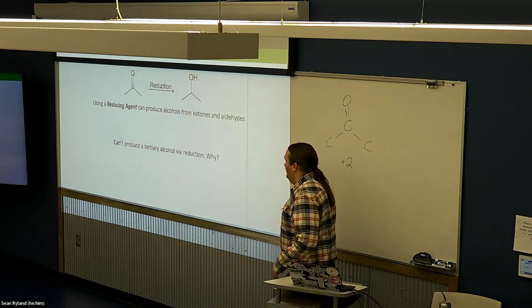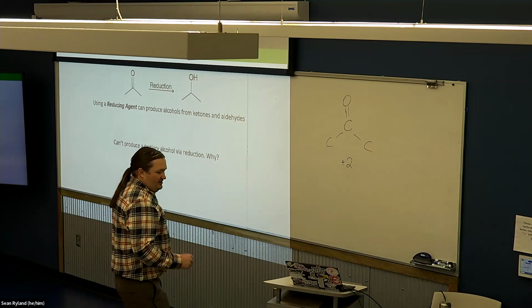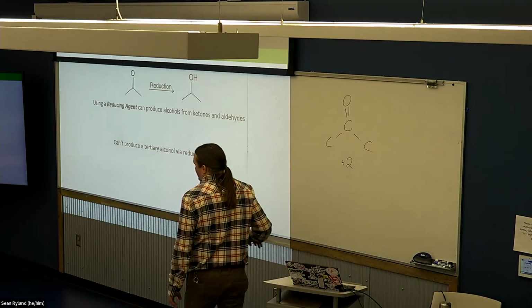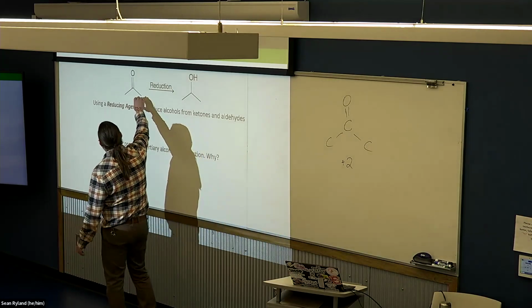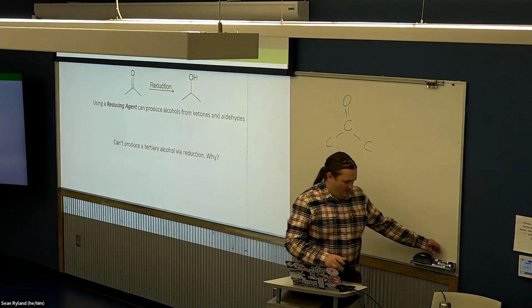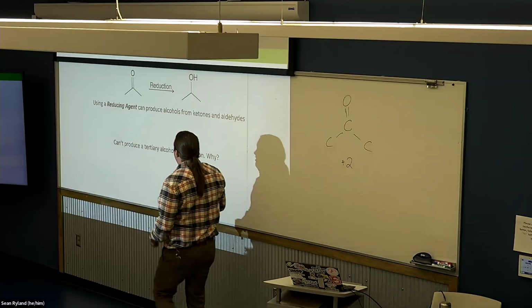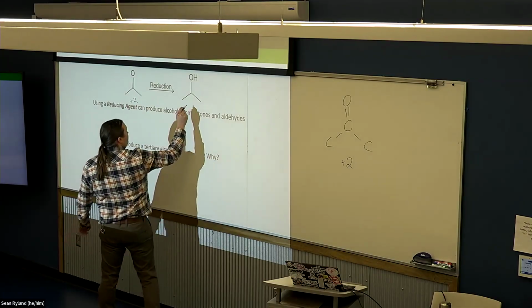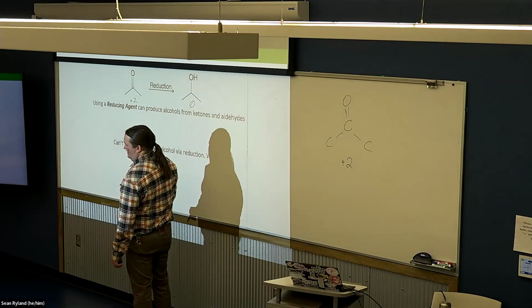Let's talk about another way we can make alcohols, which is through a reduction reaction. Start with the carbonyl compounds. If we use a reducing agent, we can reduce that carbon and go from this, which would have been a +2, to a 0 oxidation state.